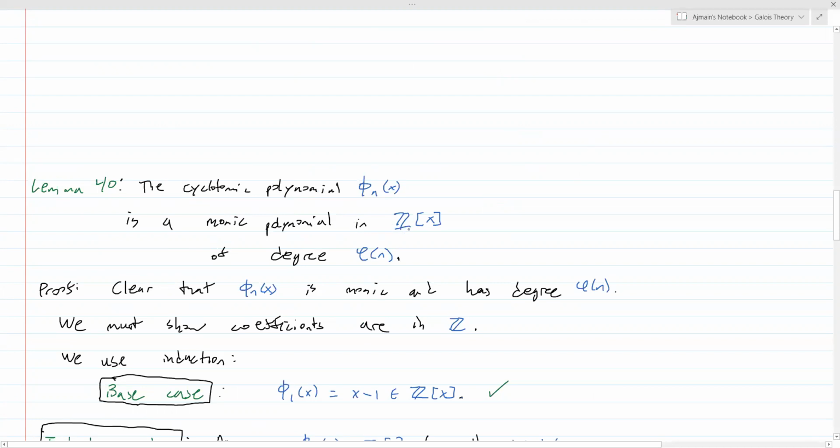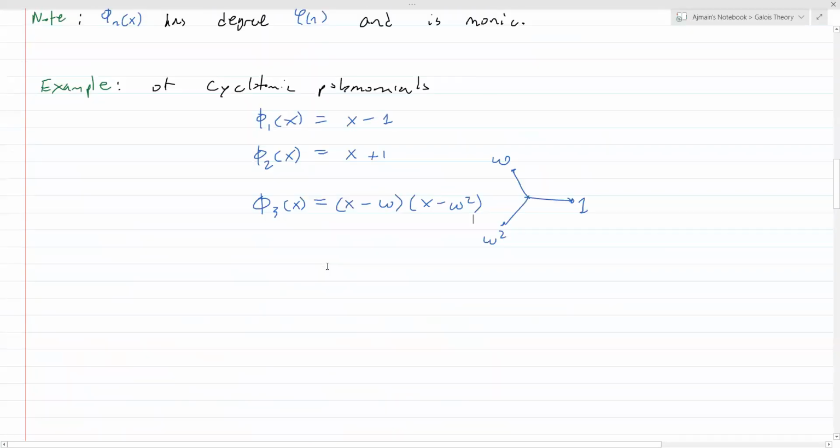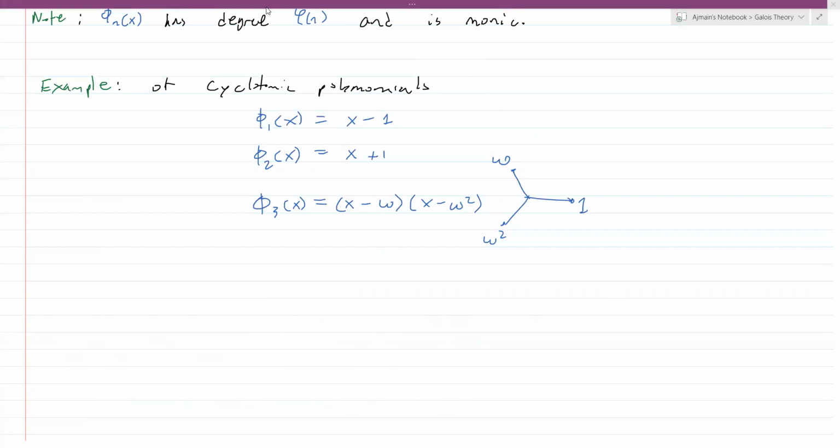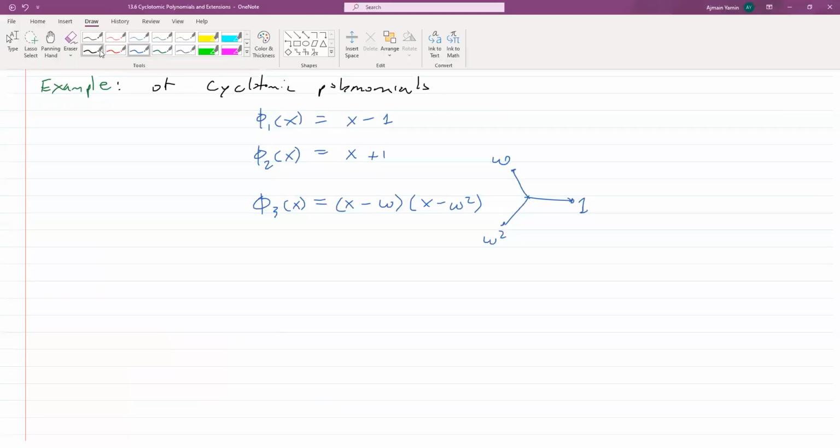Okay, but notice that this lemma says that the cyclotomic polynomial phi n of x is a monic polynomial with integer coefficients. But omega and omega squared are complex numbers. So what I'm saying is that when you multiply out these terms, you should get a polynomial with integer coefficients. So how can we see this?